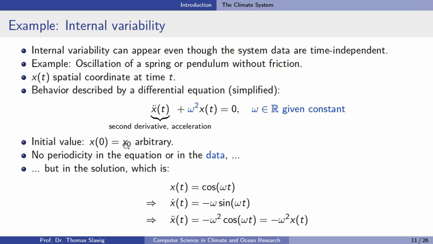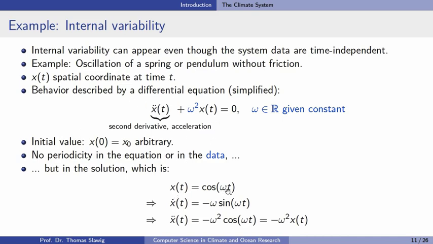In the easiest case where x0 is 1, since x0 is just a factor on the solution, I have the solution x of t equals cosine omega t. And if you know the simple derivative rules for cosine, you see that the second derivative exactly gives minus omega squared x of t, such that it is a solution to this equation.